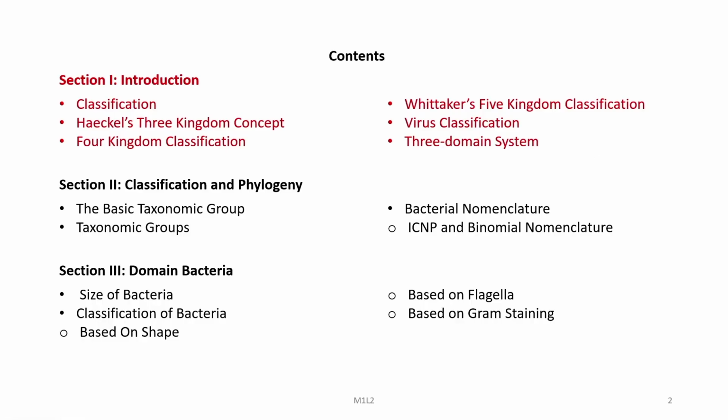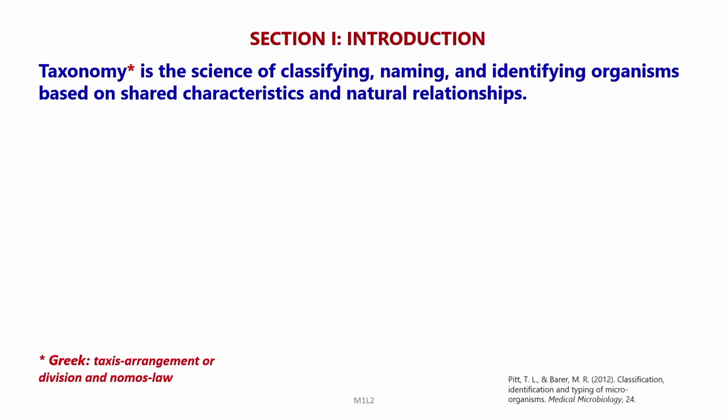So, this particular lecture is divided into the following sections. Section 1 starts with an introduction and gives an idea about the concepts of classification. Then the various types of classification systems which have been developed over time, like Haeckel's 3 kingdom concept, then 4 kingdom classification, then 5 kingdom classification, and also it deals with the virus classification in brief and the 3 domain system. Then in section 2 we will be studying about the classification and phylogeny, and in section 3 we will be discussing the particular domain called bacteria.